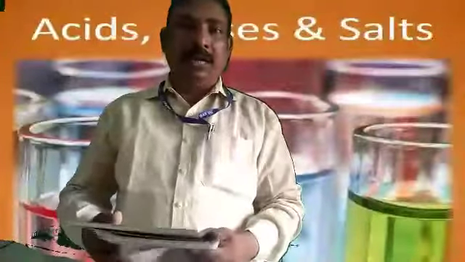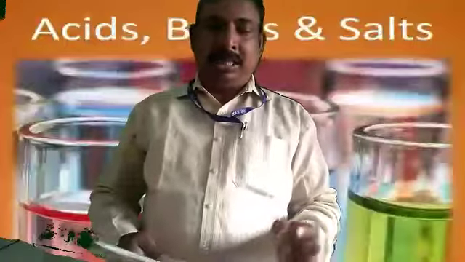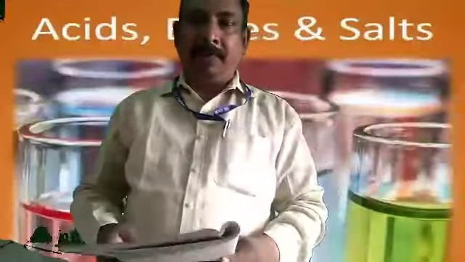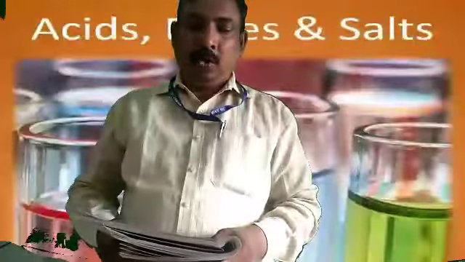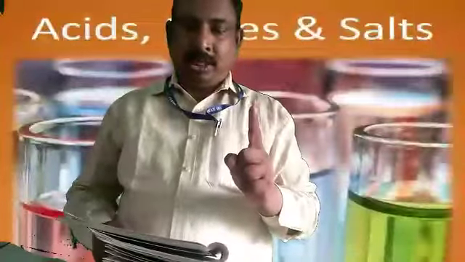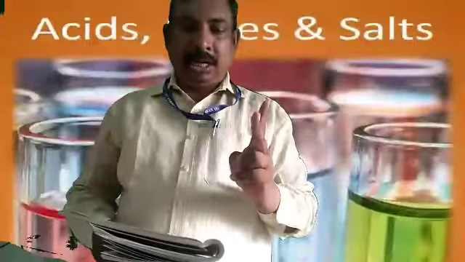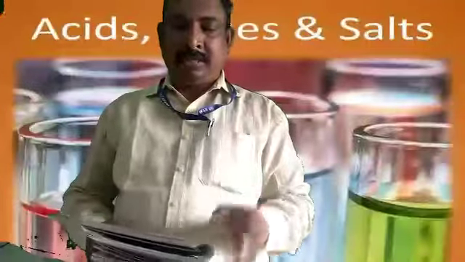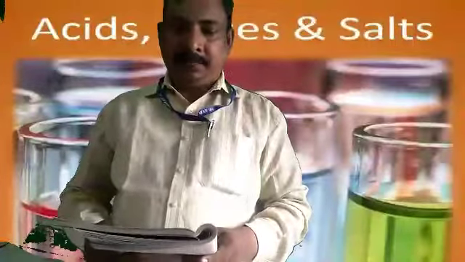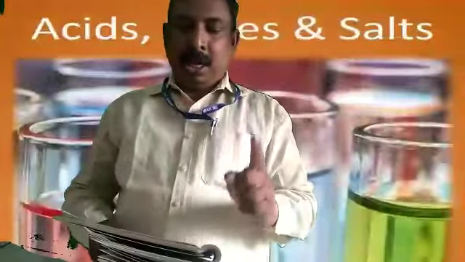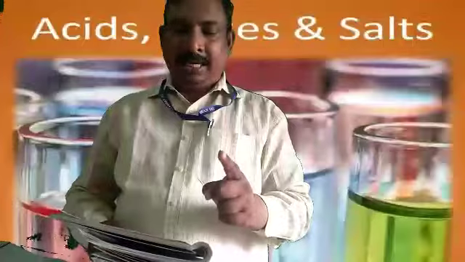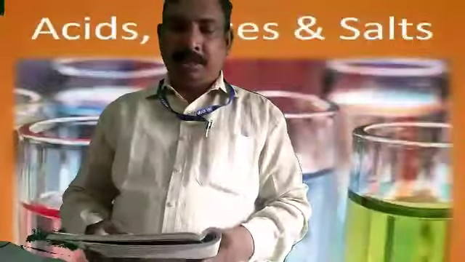And next, only one in-text question is there. That question is given like this. You have been provided with three test tubes. One of them contains distilled water and the other two contain an acidic solution and a basic solution respectively. If you are given only the red litmus paper, how will you identify the contents of each test tube?